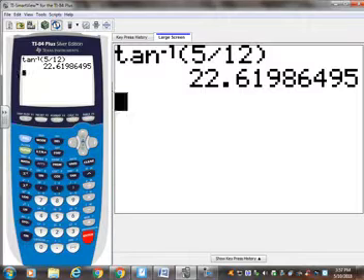Now degrees is measured with a protractor, and when you look at a protractor it only has whole numbers on it. It goes 1 degree, 2 degrees, 3 degrees. So we should round this off to a whole number to represent our degrees. So that would be 22.6.